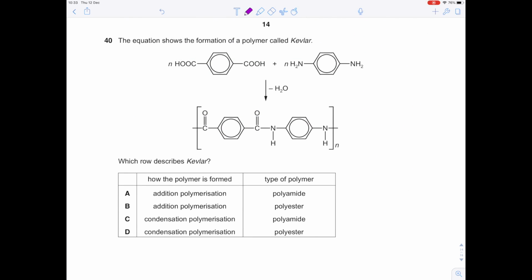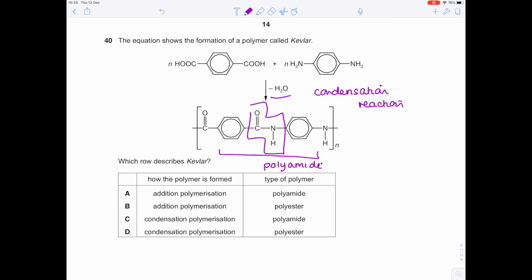The equation shows the formation of a polymer called Kevlar. Which row describes Kevlar? Now we crucially notice we're losing water, so that means it must be a condensation reaction. And then this molecule down here is a polyamide. I know this because of this functional group here. So my answer therefore is C.